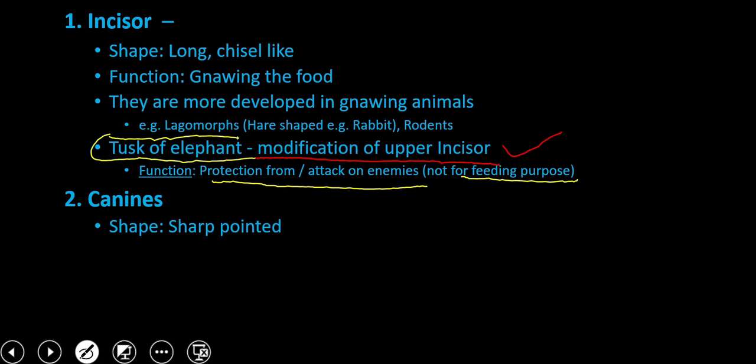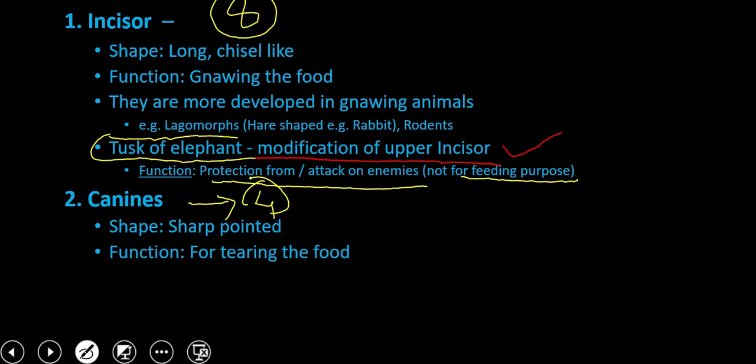The second one is the canine. In total we have 4 incisors in the lower jaw and 4 in the upper jaw, so 8 incisors are present. In case of canine, there is 1 in each half jaw, so a total of 4 canines are there, which are more sharp and pointed as compared to the incisor. And what is the function? For tearing and shearing of food.